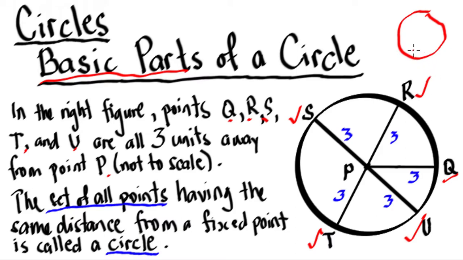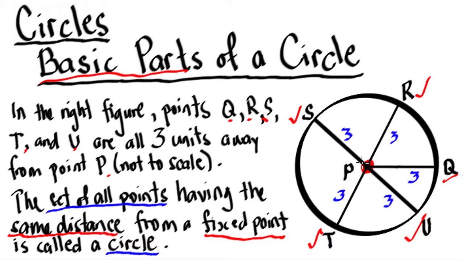But in this video, I'm going to teach you the technical definition of what a circle is. So let's read: the set of all points, the collection of all points having the same distance from a fixed point is what we call a circle. Imagine here, the fixed point, by the way, is what we call the center of the circle. So imagine this P.